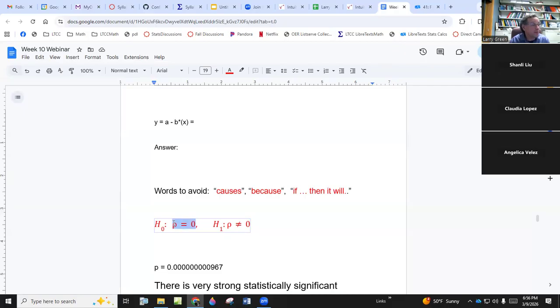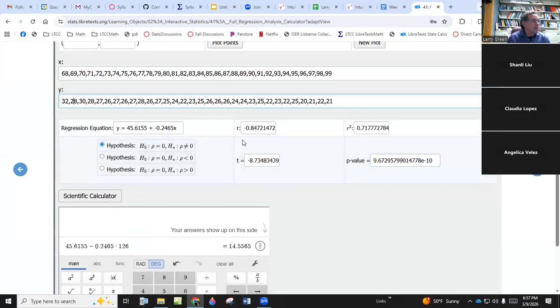Rho equals 0, which means the null hypothesis is that there is no population correlation between the two variables. And then H1 is the exact opposite of rho equals 0. It is rho is not equal to 0, which says that there is a correlation between the two variables. By the way, you have three choices. In our class, we're always going to be doing not equal to. So that'll be the default.